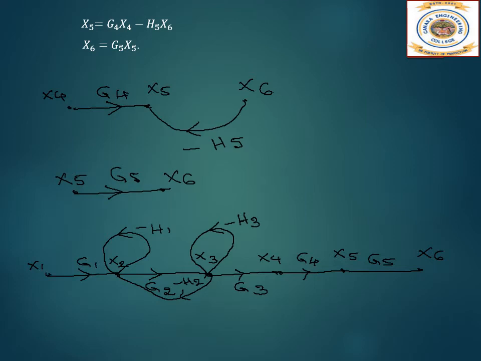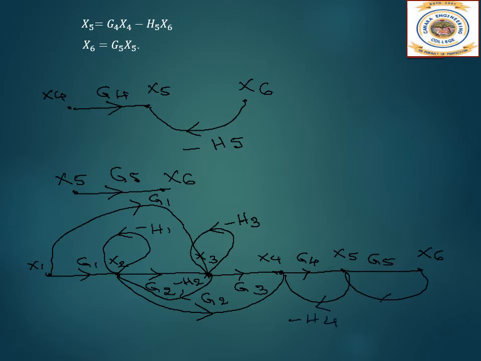And now the other loops and forward paths. From x1 to x3 we have g1, and from x2 to x4 we have g2, and here are the feedback loops. Two loops we have, this is minus h4 and this is minus h5, and one more from x6 to here, so this is minus h6. So this is the complete signal flow graph.